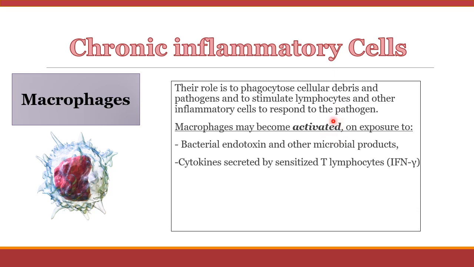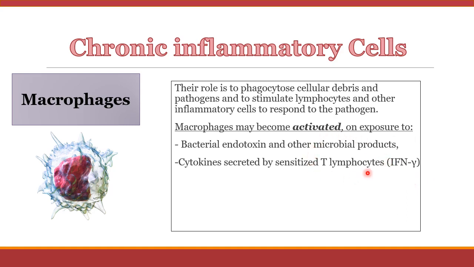The macrophages, when they become activated, this happens under the effect of many substances. First of all, the bacterial products or the bacterial toxins. Those will stimulate or activate the macrophages. The next activator of the macrophages is the cytokines. Some cytokines, like interferon gamma, are going to activate the macrophages. This interferon gamma is secreted by the T lymphocytes.